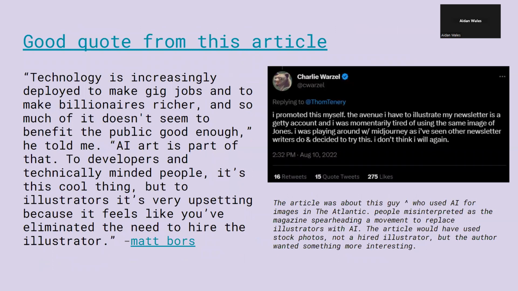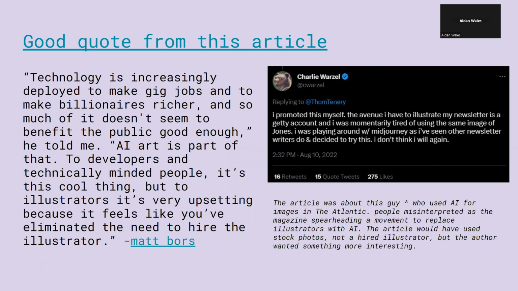And this is basically the same thing. There's a story where this guy used AI art in his article, where there wouldn't be artwork otherwise, just stock photography. He didn't undercut any artists whatsoever. And then a lot of people got mad at that.